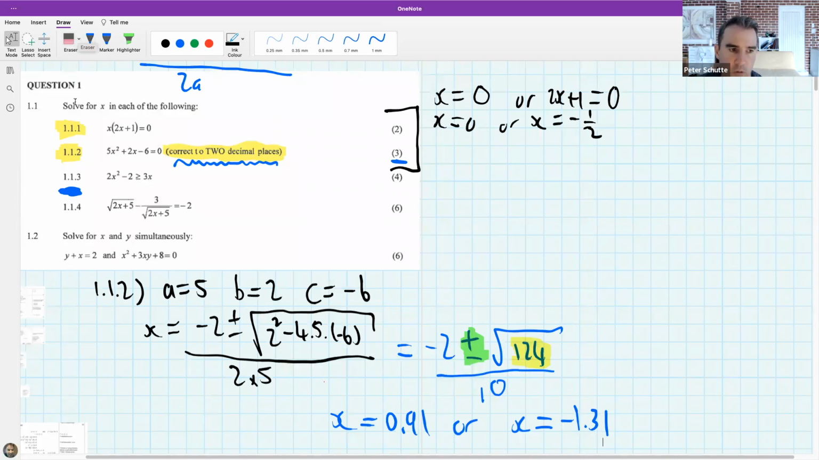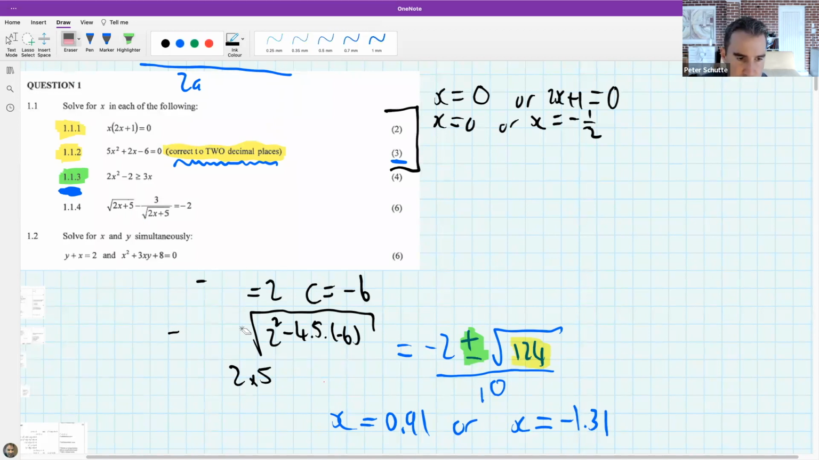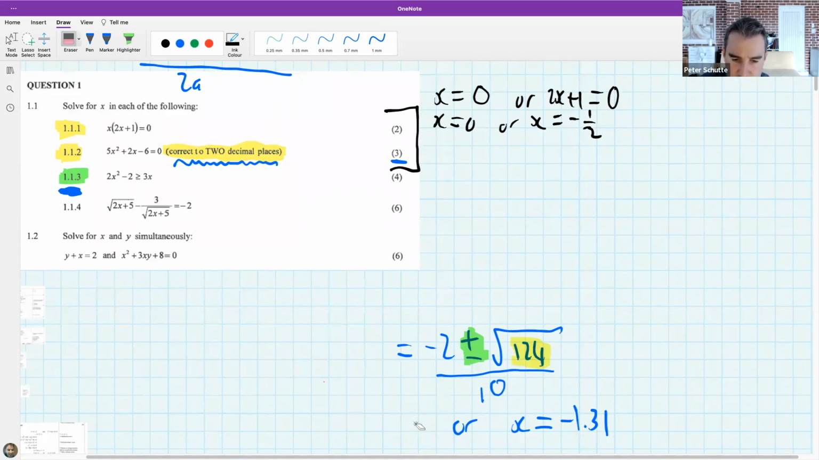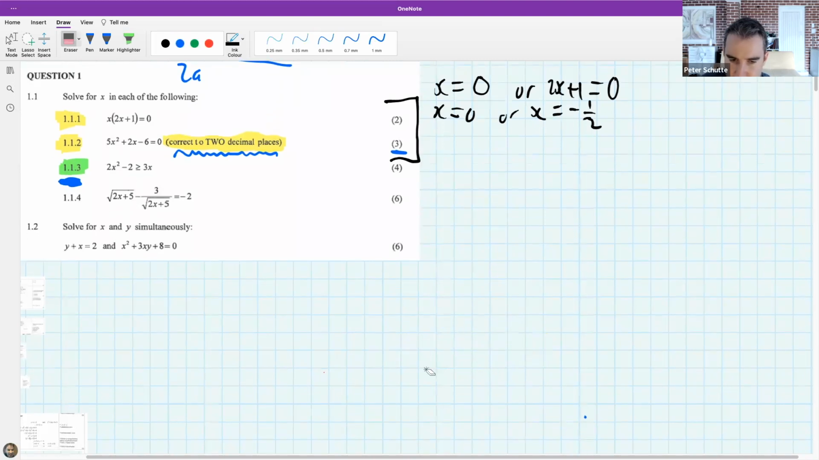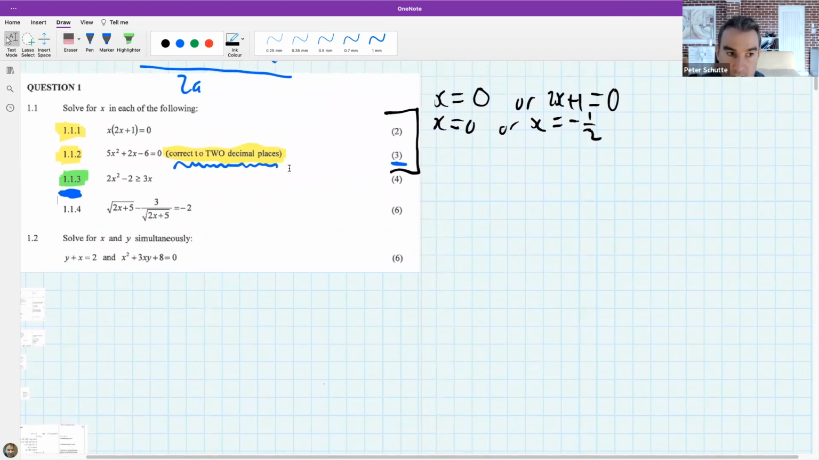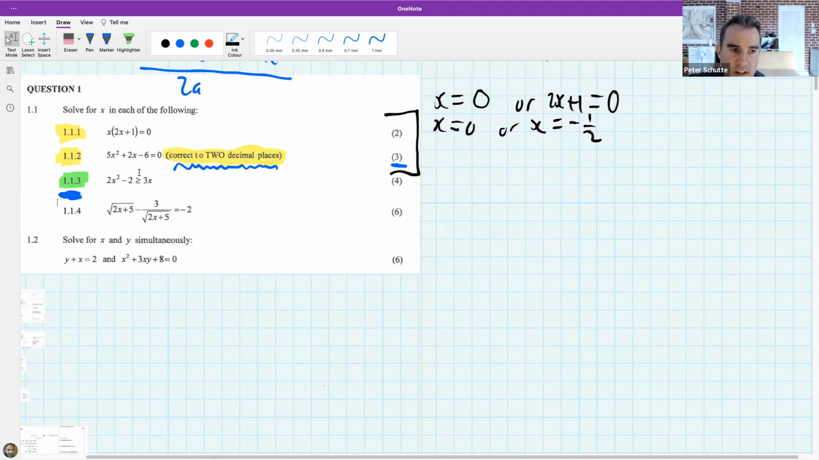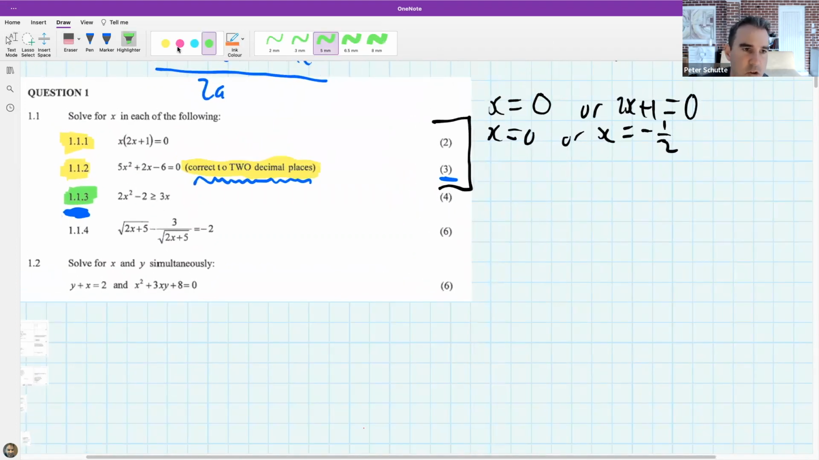All right. Cool. Now, what I want to know is what type of question is 1.1.3? And how do you know it's that type of question? What gives it away? What am I looking for that tells me? Yeah, it's an inequality. And the reason I know it's an inequality is the crocodile mouth sign, or the greater than or equal to bit here. Exactly. So that is code for it.